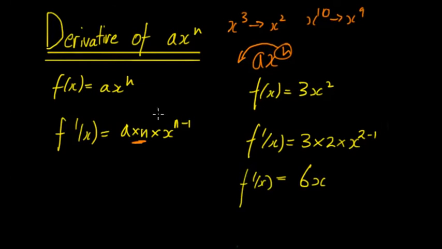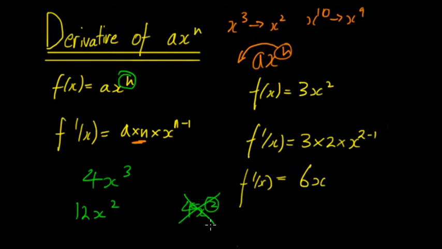But remember that when you bring the power down, you bring the original power down. You don't bring the power minus 1 down. So if it was, let's say, 4x to the 3, you bring 3 down, so you get 12x squared, rather than 4x squared and then you bring the 2 down. So that's wrong. But this is correct. f(x) = 4x cubed, f dash x = 12x squared.